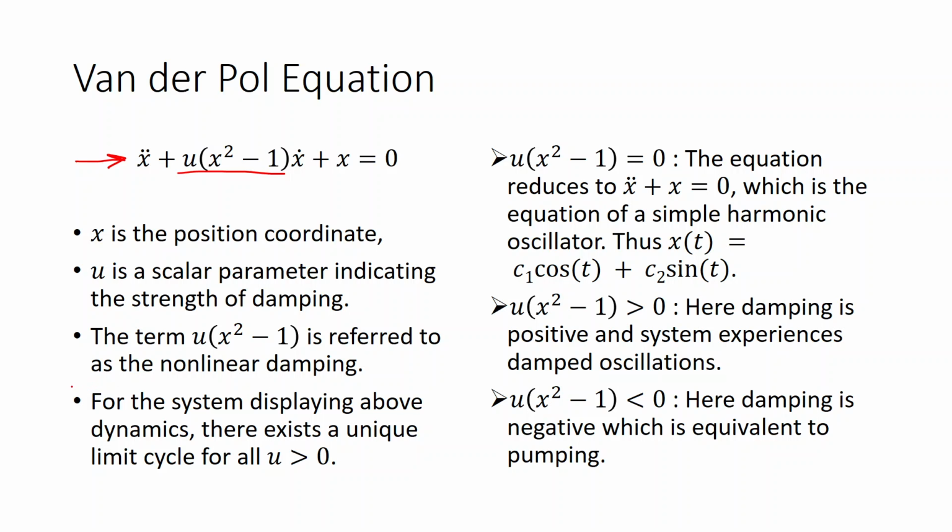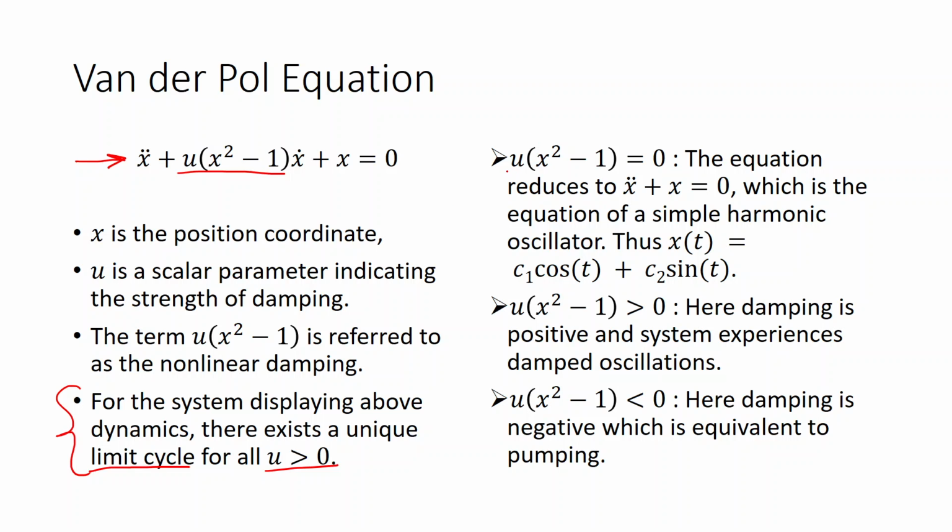The unique phenomenon which is exhibited by the van der Pol equation, and by many other systems but often studied with the help of the van der Pol equation, is the limit cycle behavior. The limit cycle behavior will be exhibited for all u greater than 0. We will look into what the limit cycle is, but just before that let us categorize this equation in these three parts.